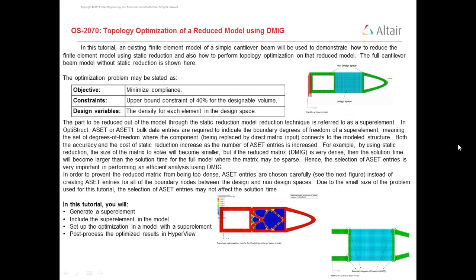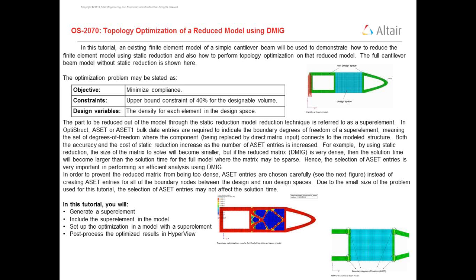Now we will move to the next tutorial, that is topology optimization of a reduced model using the DMIG card. In this tutorial, an existing finite element model of a simple cantilever beam will be used to demonstrate how to reduce the finite element model using static reduction and also how to perform topology optimization on that reduced model.